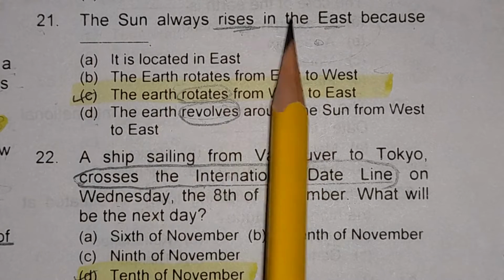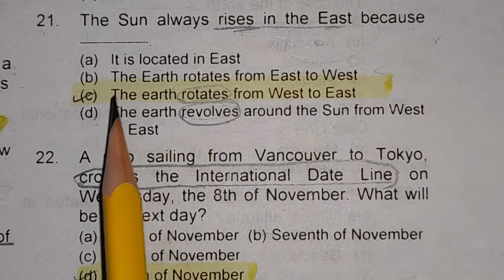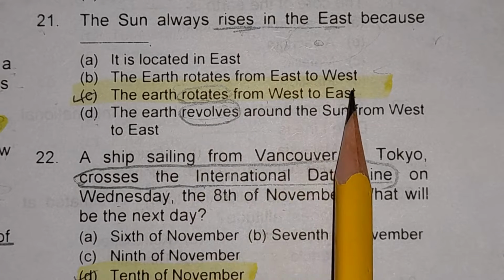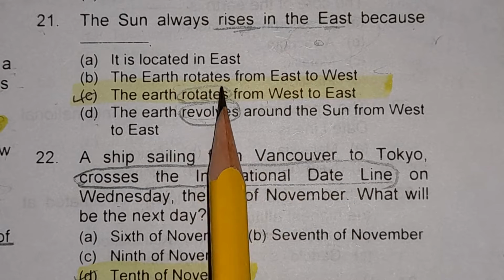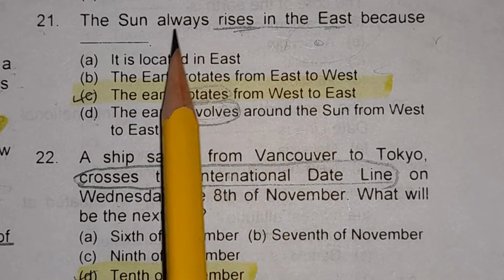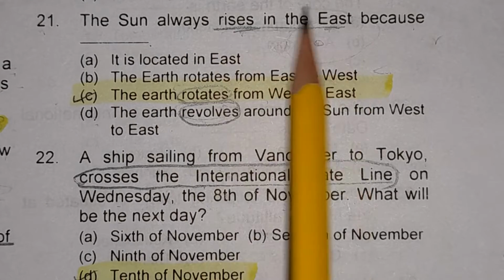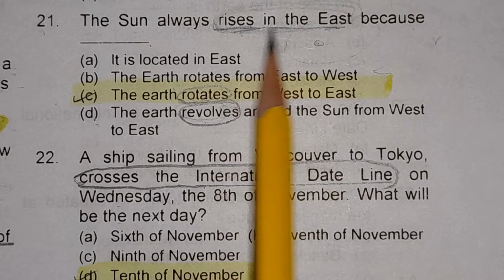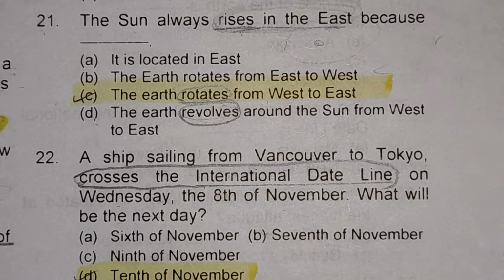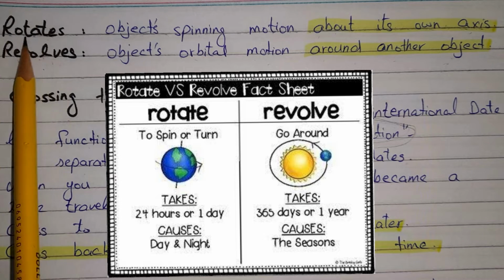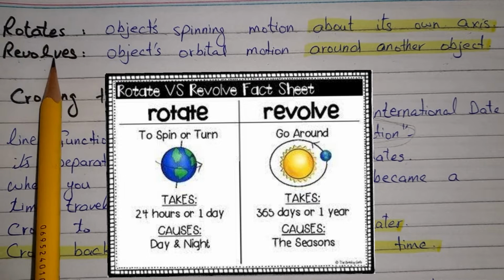The sun always rises in the east because the earth rotates from west to east. Not revolves, it rotates, because the sun always rises in the east. That means they are asking about the day and night. Difference between rotates and revolves.